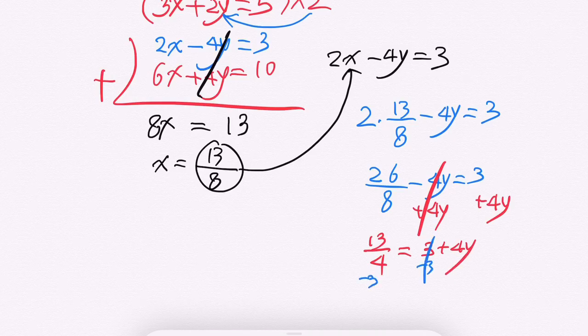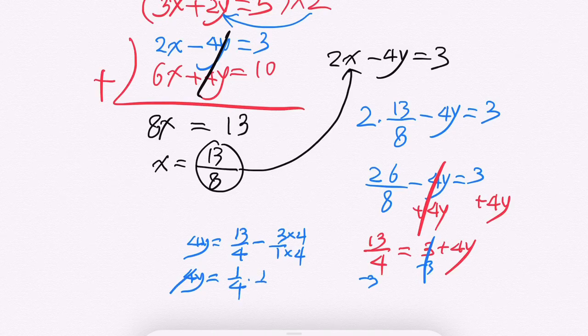So what does 4y equal? 13 over 4 minus 3. 3 is 3 over 1. Then I want to make the same denominator. So 3 times 4 and 1 times 4 to make common denominator 4. So 4y is equal to 13 over 4 minus 12 over 4. So 1 over 4. And then times 1 over 4 on both sides to find the y value. 1 over 16.